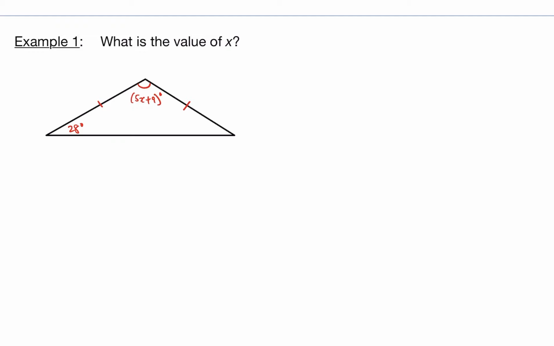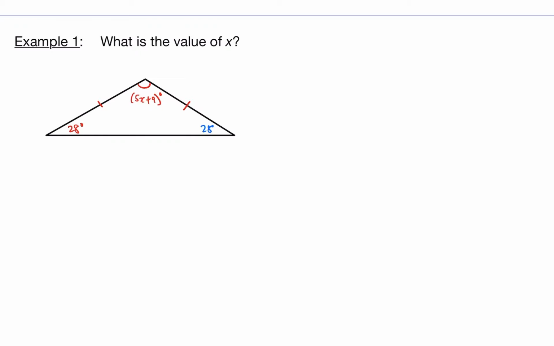And here we have to determine the value of x. Okay, so we want to know what this angle is. According to the isosceles triangle theorem, we know that if both of these sides are equal, then the angles opposite them are also equal. So this angle is opposite this side, and we know this angle is 28 degrees, which means that the angle opposite this side over here is also 28 degrees.